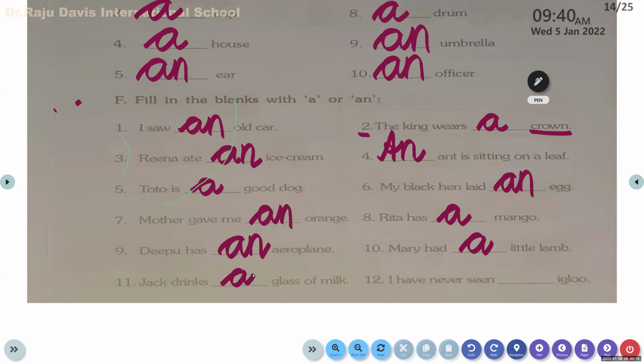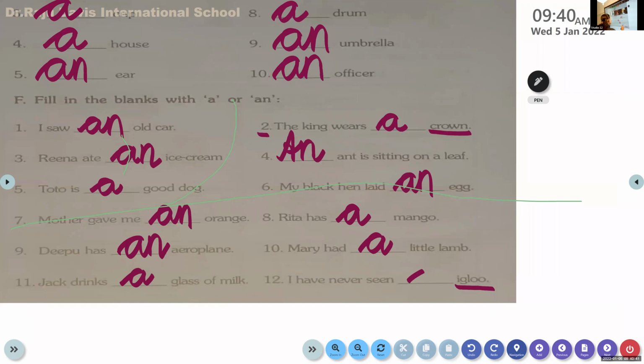Aisha, come on, Aisha. It's already time up, my dear. Okay, so I'm doing the last one for you already. It's time up, children. I have never seen dash igloo. Igloo begins with the letter I, so it's a vowel. So we have to use an before the word. Okay, so it's time up, my dear children. I hope you have completed it.